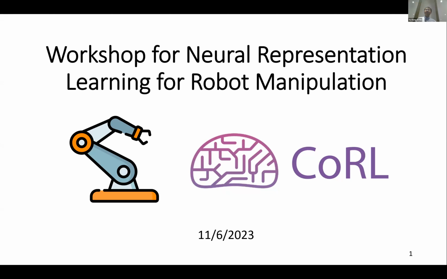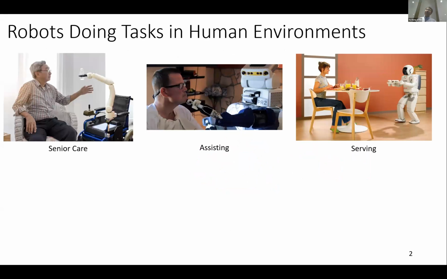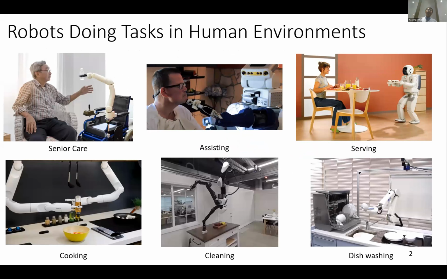So let's get started. We care about robot manipulation because we hope one day robots can help people to do tasks in human environments. In the future, we imagine robots will assist our senior citizens, assist disabled people, and serve people in various places. We hope to have robots that can cook a meal, clean a kitchen table, or load the dishwasher for us at homes. The core component in all these applications is robot manipulation.